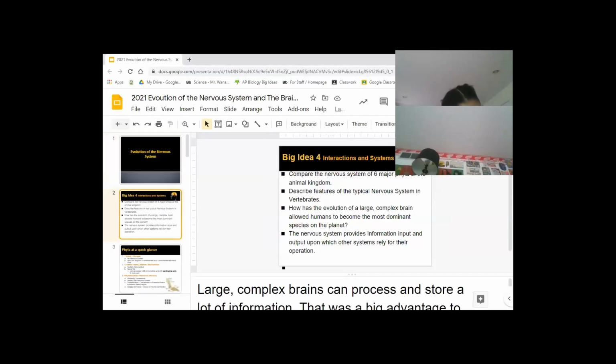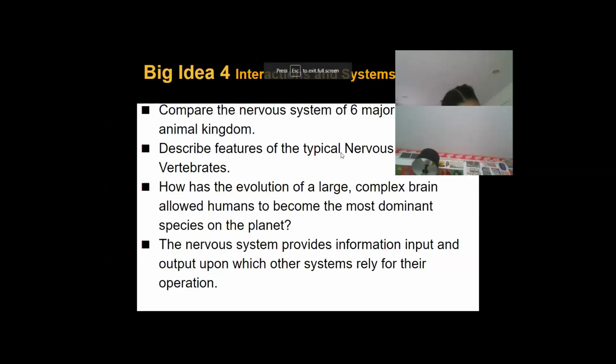Okay. So this is part of big idea number 4, which is interaction in systems. We should be able to compare the nervous system of the 6 phyla and, for the most part, identify how we have evolved over time to go from cells to tissues to organ systems, and that complexity has occurred over time. Hopefully you found that a little bit interesting.